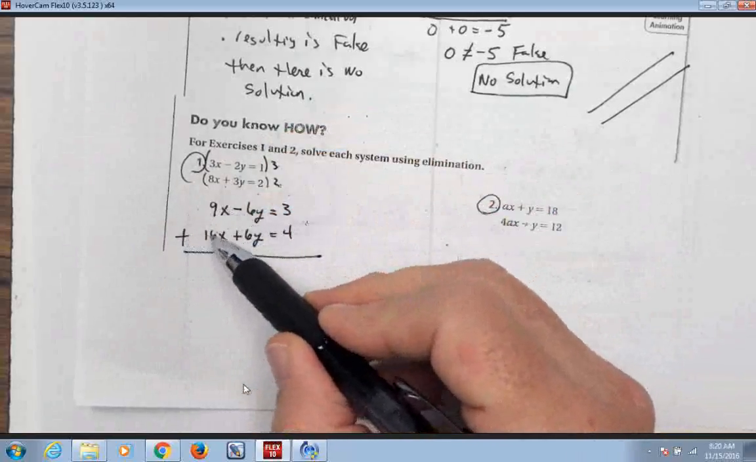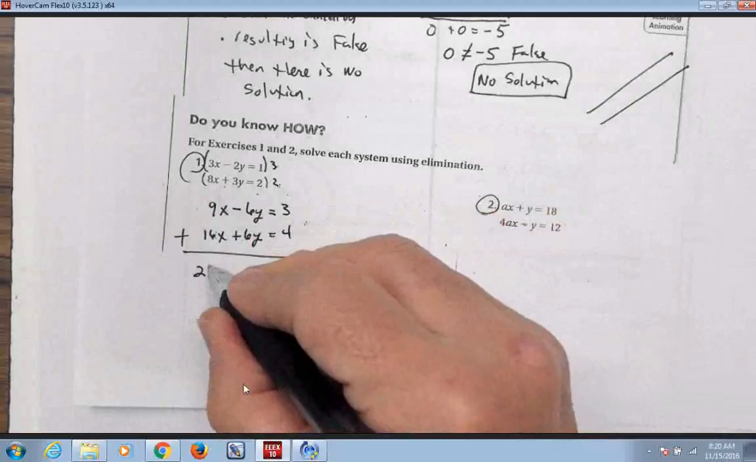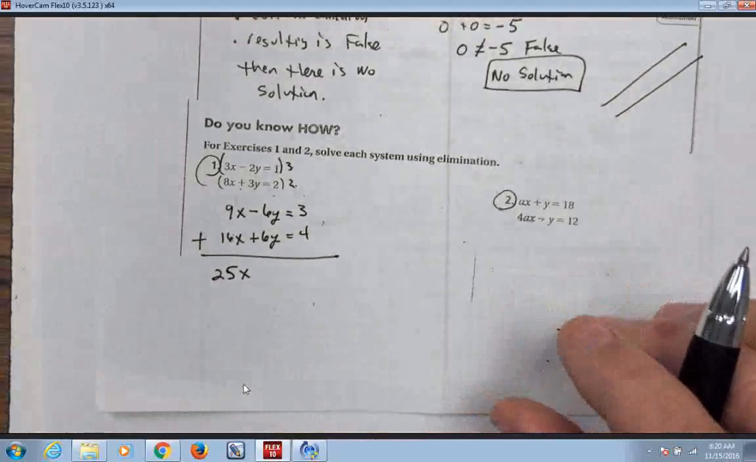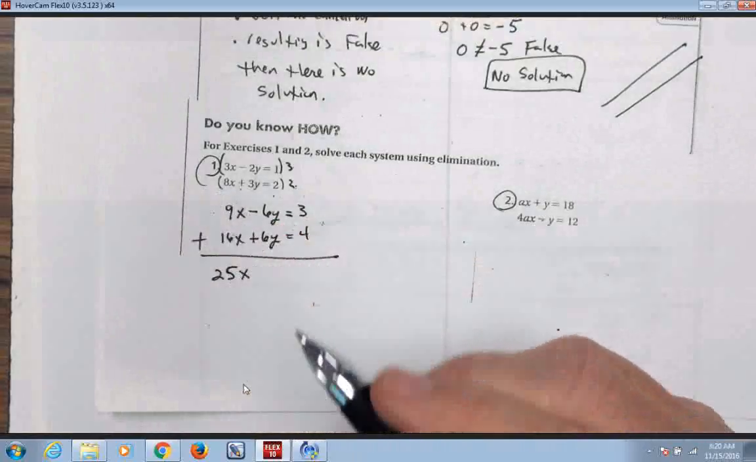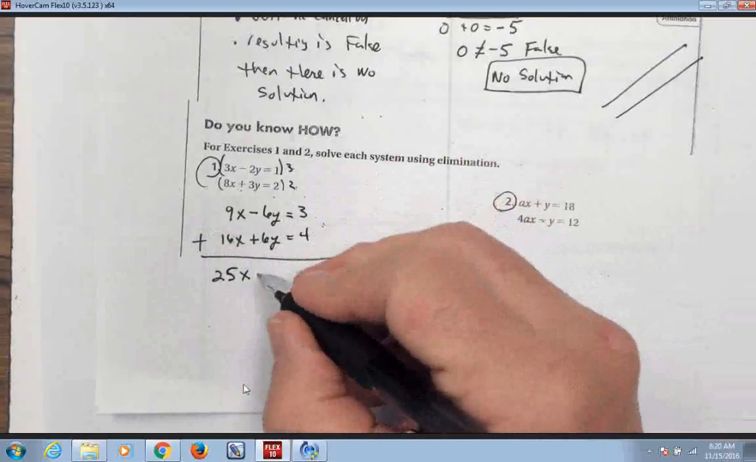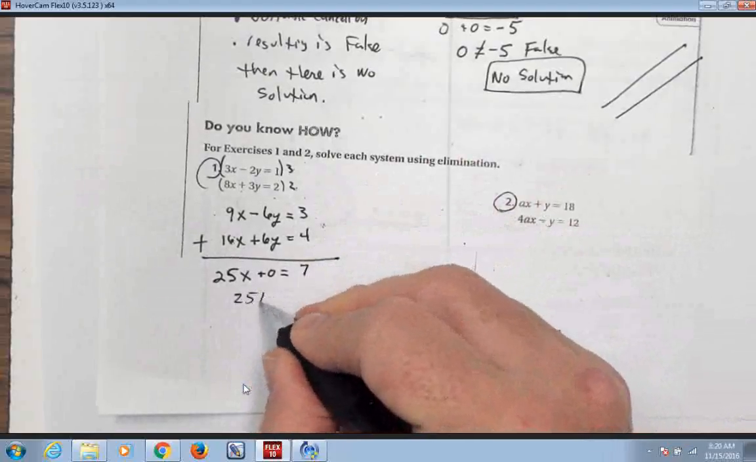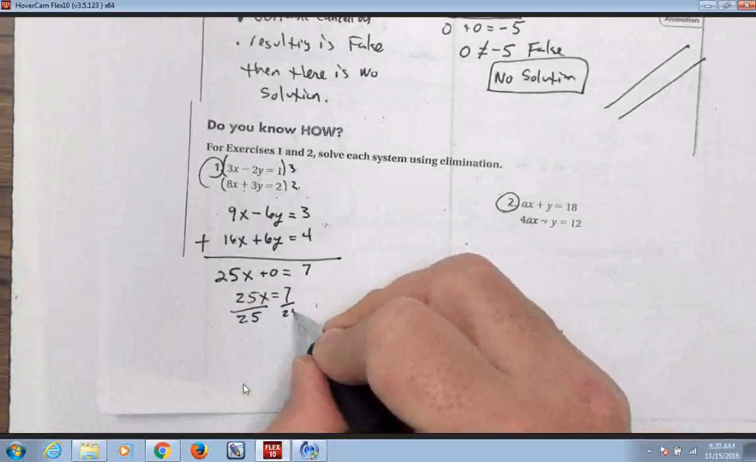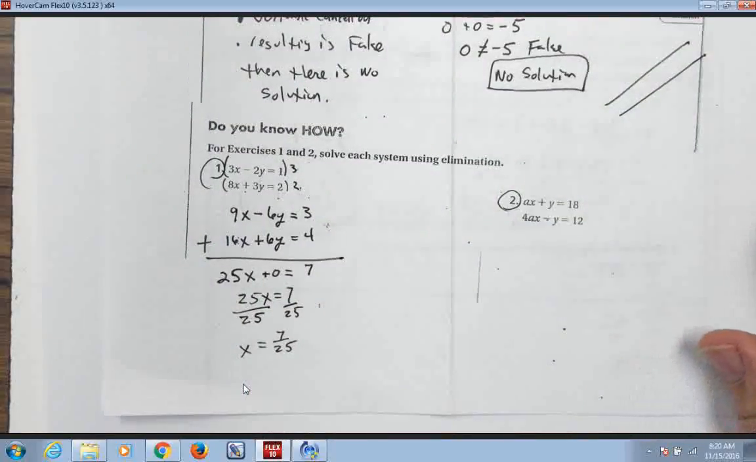So take 9x plus 16x, which is 20 what? Isn't it 25? 25x? Is that right? 9 plus 6 is 15, carry the 1, get 25x. And then negative 6y plus a positive 6y is 0, so that's like plus 0 is equal to 7. So I get 25x is equal to 7, so what is x? Yeah, divide by 25, and just leave it as a fraction. 7/25.